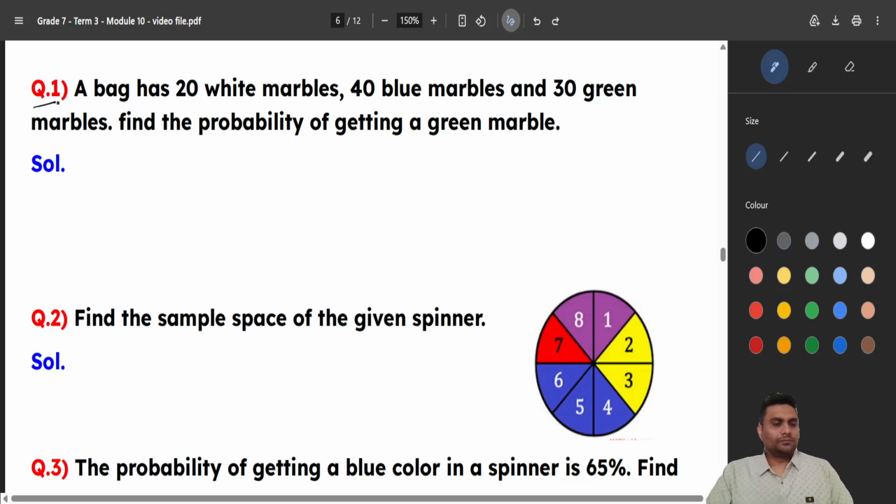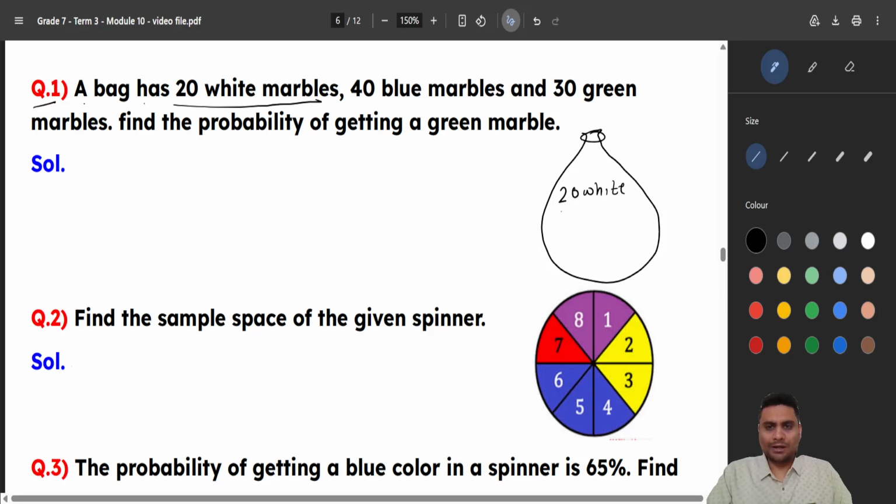Question number 1. A bag has 20 white marbles. Okay, we have a bag. Let us make a bag here. This is my bag. It has 20 white marbles. Then it has 40 blue marbles. It has 30 green marbles.